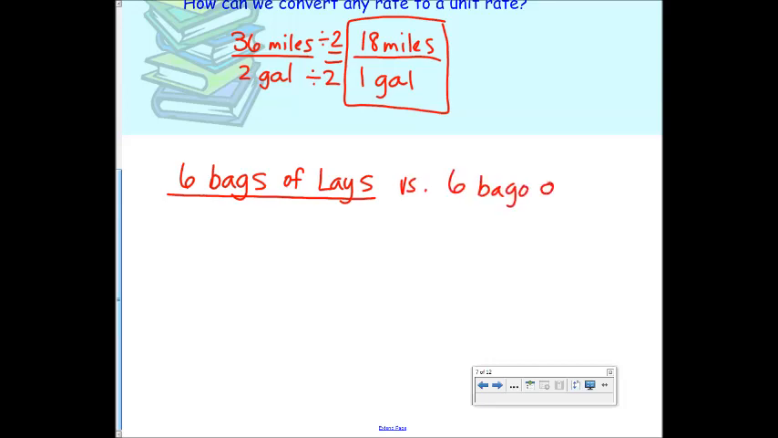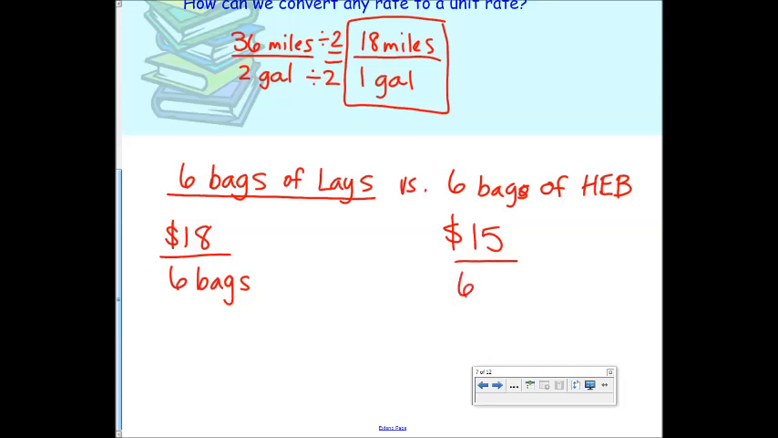Okay, are either of these unit rates? No. Why are they not unit rates? Good. A unit rate would mean that I'm talking about the price per 1 bag of chips. So that means if I want to convert this to a unit rate, this would have to become 1 bag. So what would I do? Divide it by 6, which means up here I would divide by 6. So that gives me how much? $3. So a bag of Lay's is how much? I'm talking party size, not like the little ones. Party size bag of Lay's is about $3.